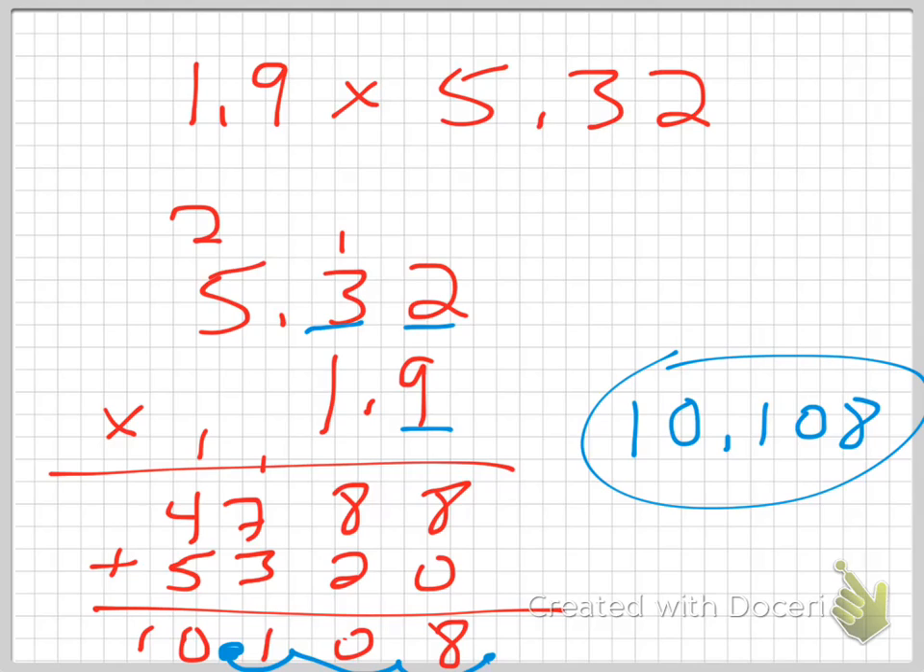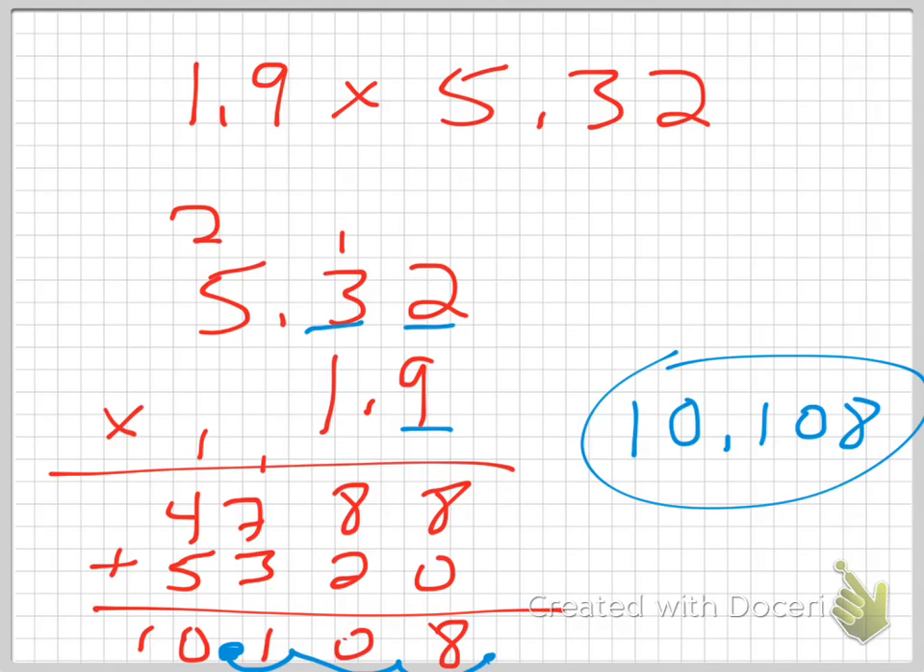How do you know if you got it right? Or at least, how do you know if you put the decimal in the right spot? You estimate. What is 5.32 pretty close to? 5. What is 1.9 pretty close to? 2. What's 5 times 2? 10. Is 10.108 pretty close to 10? Yes. That way you know you've got it.